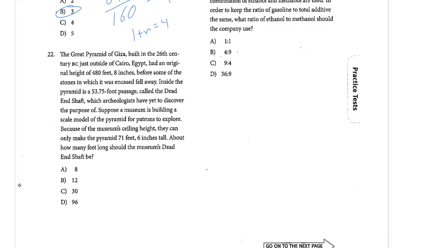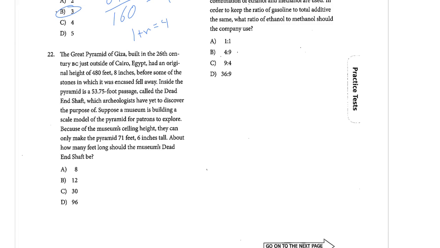Suppose a museum is building a scale model of the pyramid for patrons to explore. Because of the museum's ceiling height, they can only make the pyramid 71 feet, 6 inches tall. About how many feet should the museum's dead end shaft be? So we want to think about a scale. So the real passage, we said, was, where is this number? So let's see, it's a 53.75-foot passage.